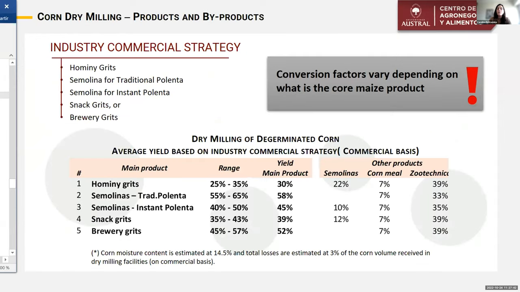Now, before finishing, let me briefly go through some considerations of our research. The conversion factors here vary depending on what the core product is. That means that if the industry focuses on producing hominy grits, the yields of that product are bigger, and it may also have byproducts with lower yields. So depending on the profile of the industry, that will be the yield. So we needed to make a decision here.